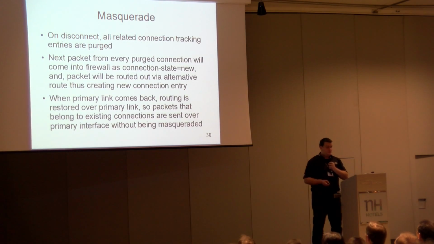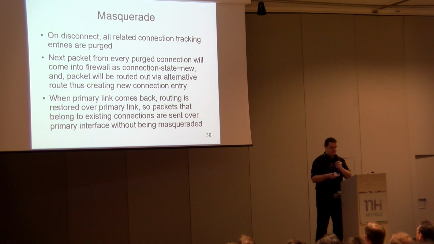I already explained that Masquerade on disconnect purges the connection tracking of related connections. So the next packet of these purged connections will come into the firewall with connection state new, and the packets will be routed out via the backup gateway. So they will go through the NAT again normally, and they will be NATed through the other gateway. But as soon as your primary gateway comes back, routing will restore over your primary, and packets that already belong to an existing connection will be sent out through the other interface without being masqueraded, because they already belong to a connection that's already masqueraded to another interface. So NAT has already worked on them, and these packets will just flood out the primary gateway.